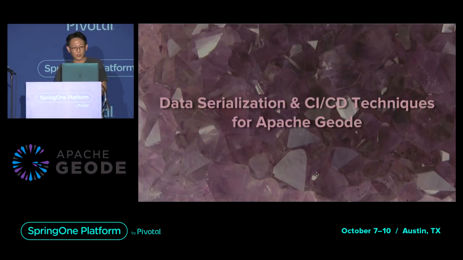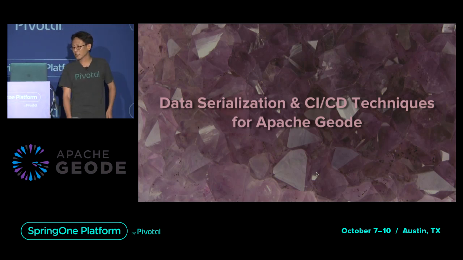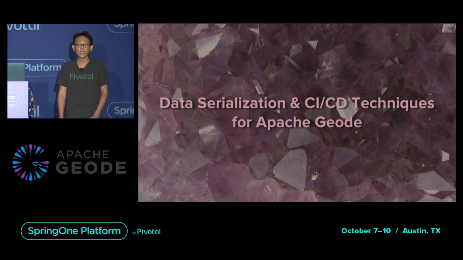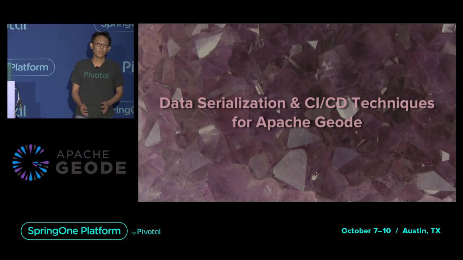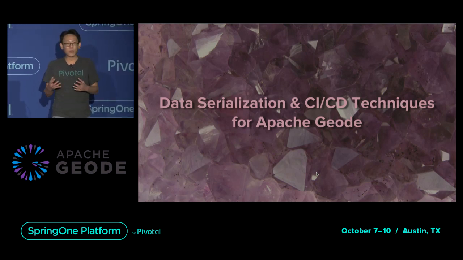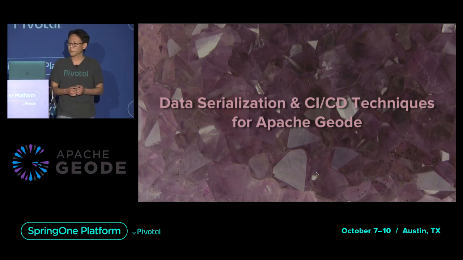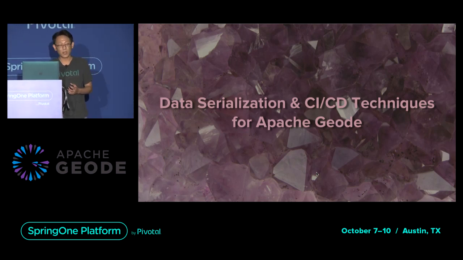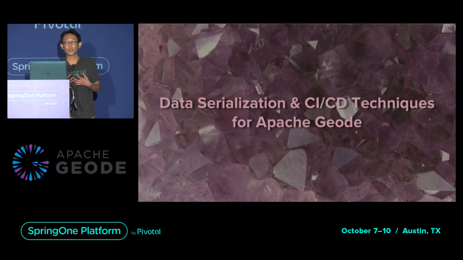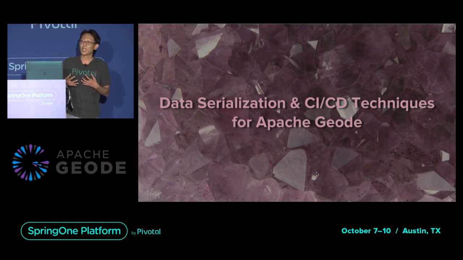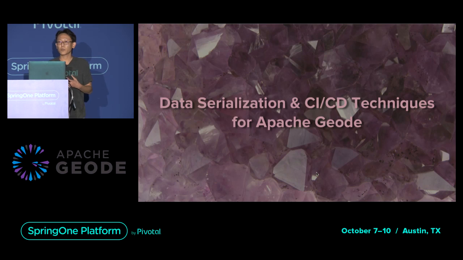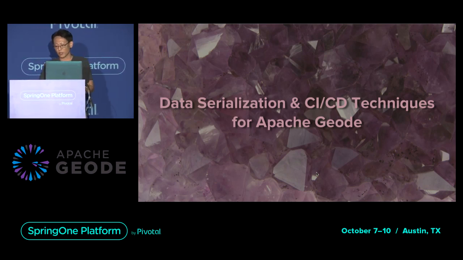So today I'm going to present something about data serializations and CI/CD technique for Apache Geode. I have been working on a lot of Apache Geode or Gemfire or PCC, Pivotal Cloud Cache project. A lot of the time, the challenge I run into with the project is for applications or the system to be able to serialize and deserialize the data between the client and the server.